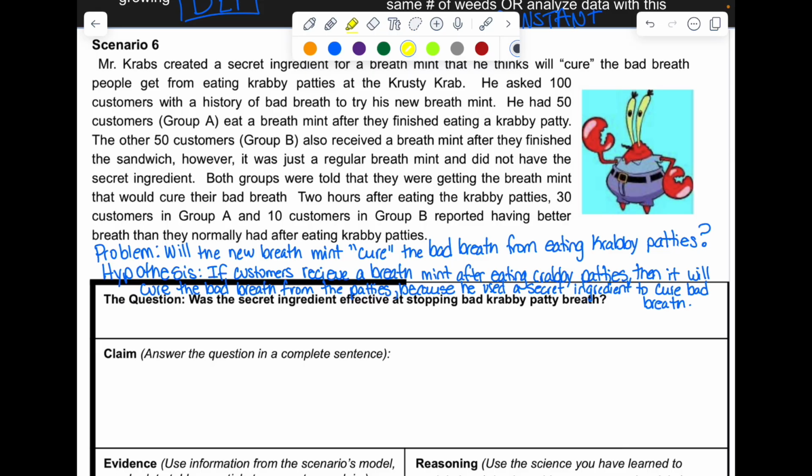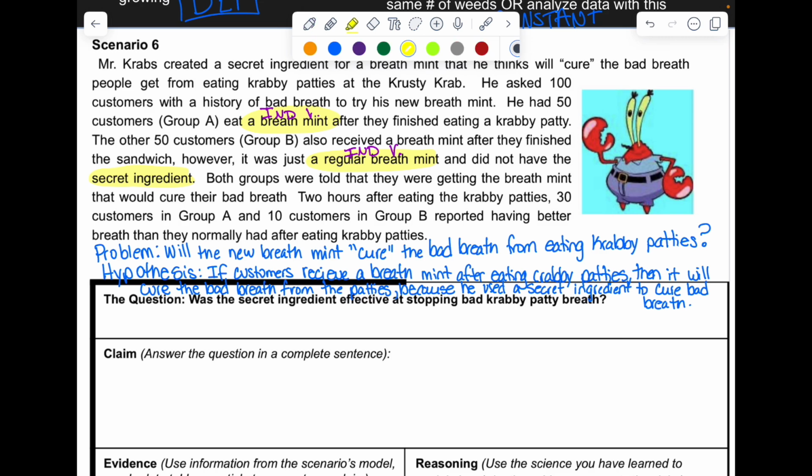Now, we have to identify what he changed. So the independent variable is having the breath mint or not having the breath mint with the secret ingredient. So what he's changing is the type of breath mint that they got. So that's going to be the independent variable, the type of breath mint that they got, either the regular one or the new ingredient one.